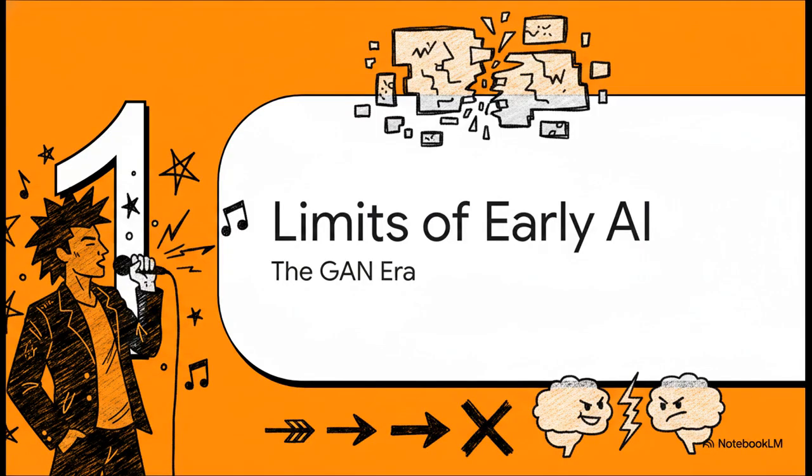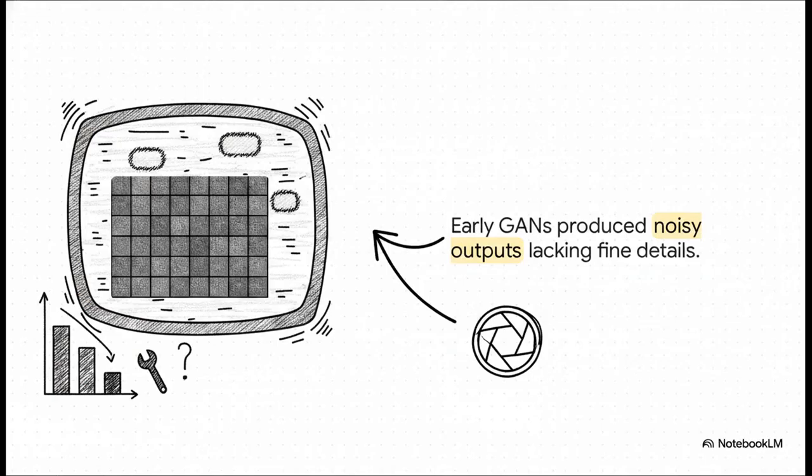Section 1. The limits of early AI. Not too long ago, generative adversarial networks, or GANs, were absolutely the rock stars of the AI world. But if you take a close look at these early outputs, you'll see they're quite noisy, a bit blurry. Honestly, they kind of look like a television struggling to find a signal.